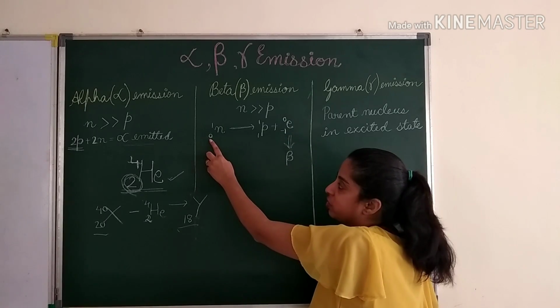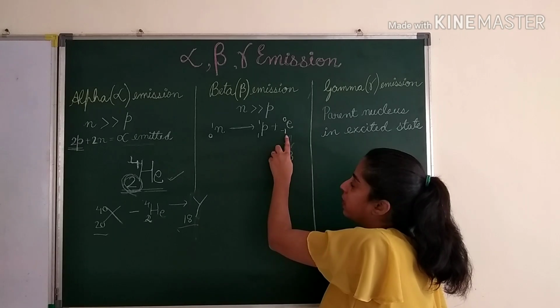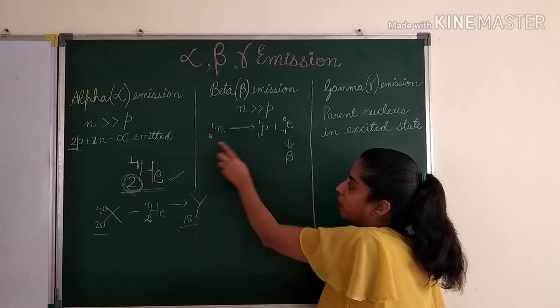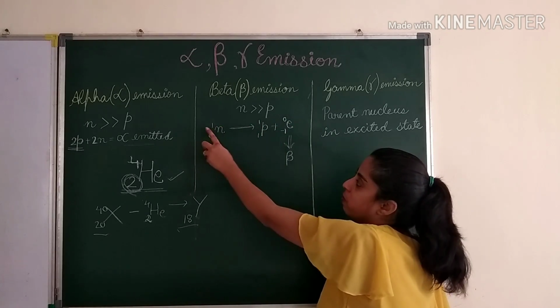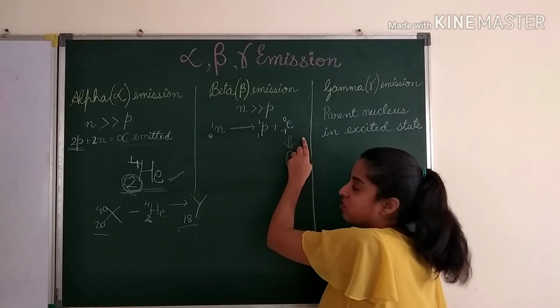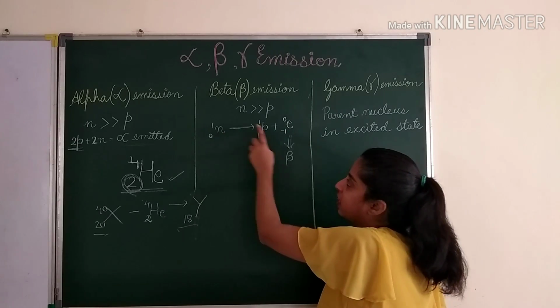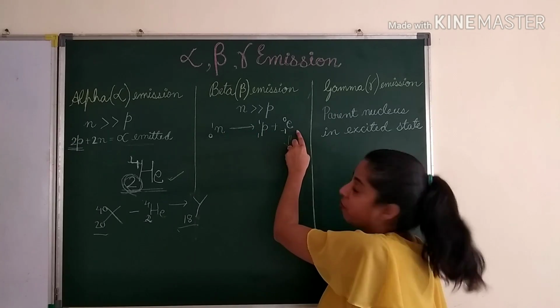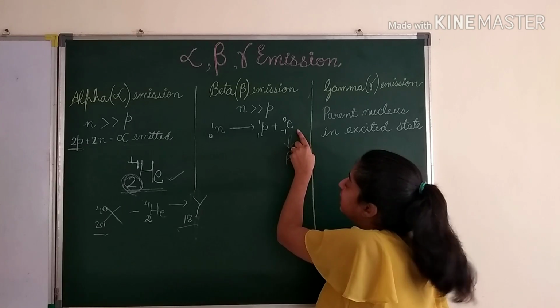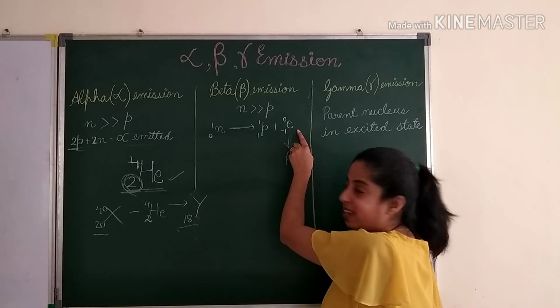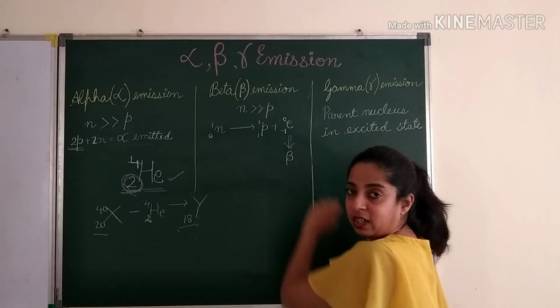You can see here, this is 0, this is 1 and minus 1. So 1 and minus 1 becomes 0, here 1 and 0 becomes 1. Okay, so this is the balanced reaction. Neutron getting converted into proton by emission of an electron. Now this fast moving electron is nothing but your beta particle.